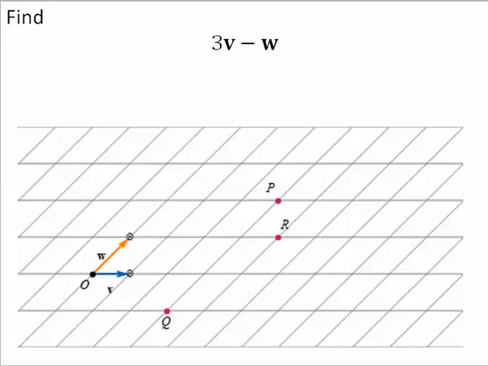3v minus w. Start with 3v. At the head of 3v, put the vector minus w. The result will be the vector OQ.